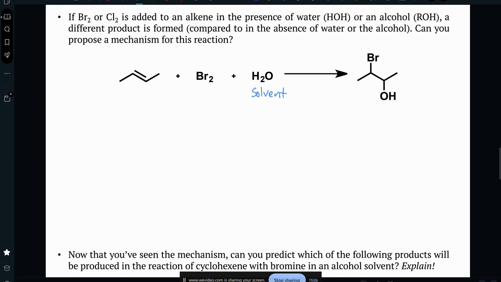So what I'd like you to do, refer back to your notes from the prior reaction and see if you can draw yourself a mechanism for this reaction. Pause the video and then come back once you've drawn your proposed mechanism.